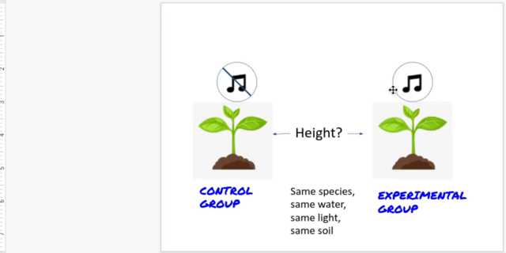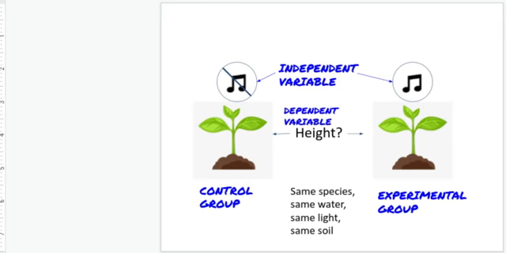In fact, the music is the thing that's different between the two. So music is the independent variable. It's the thing that's different between the two groups. And we think the height may depend on whether they get music or not. So the height is the dependent variable.